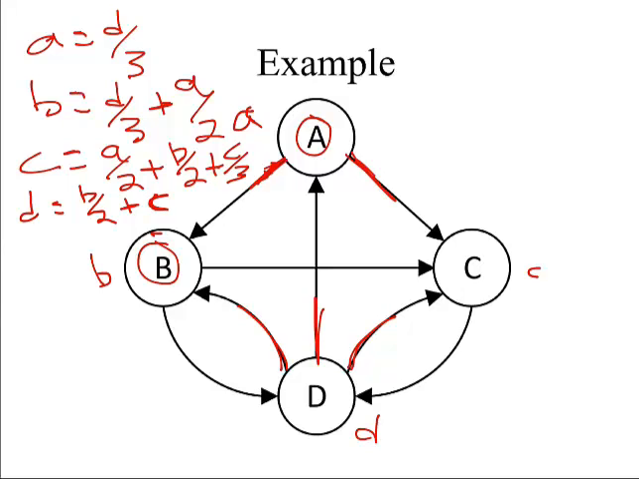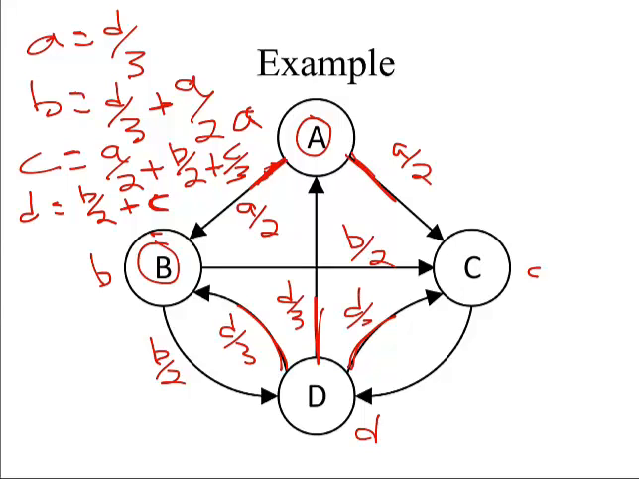And we can also write these on the graph if we want. We can write A over 2 on this link, A over 2 on this link, which helps us come up with these equations in the first place. This is B over 2, since B has an out degree of 2. This is also B over 2. This is D over 3, D over 3, D over 3. And this is just C, because C only has one outgoing neighbor.